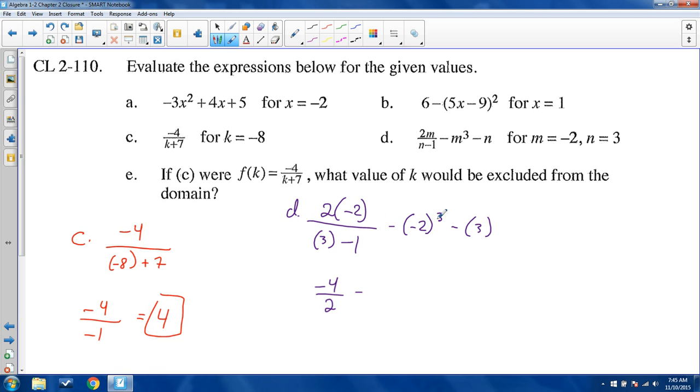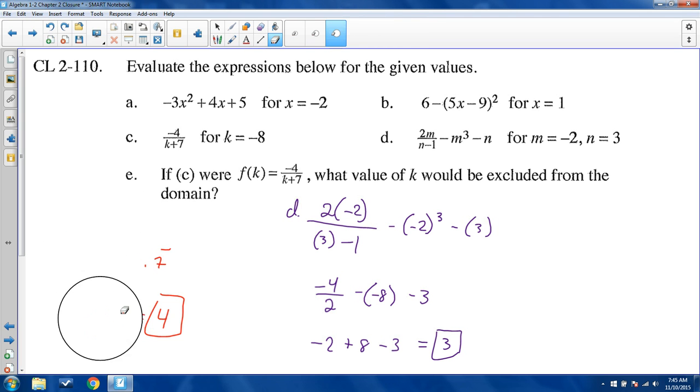Minus -2 cubed is -8. Minus 3. -4 over 2 is -2. Minus -8 is adding 8. So that'll become plus 8 minus 3. -2 plus 8 is 6. 6 minus 3 is 3. There you are.